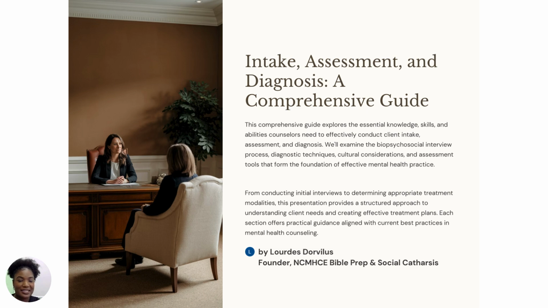I am Lourdes, and today we're diving into the intake and assessment process, one of the most foundational areas in clinical work and also one of the most misunderstood sections of the exam. I created this to help bridge the gap between textbook knowledge and real clinical logic. So let's get into it.